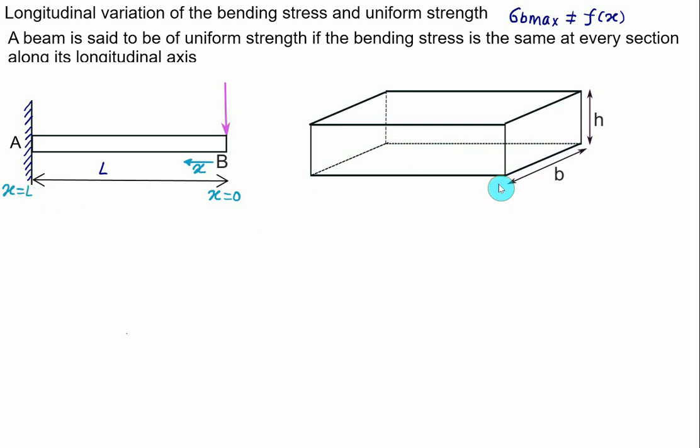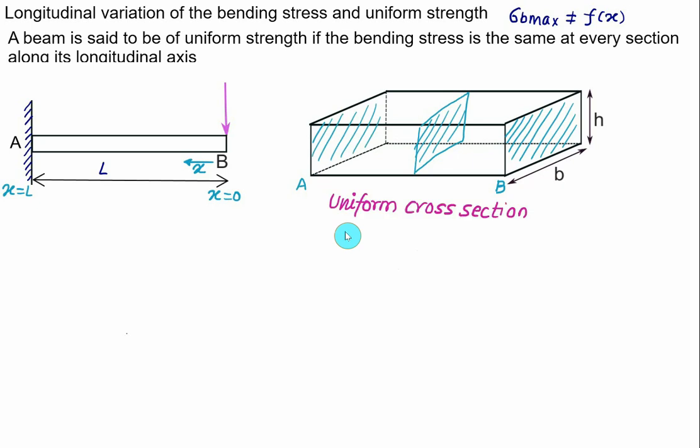Now the same section we have shown here, this one is representing point B, this one is representing point A. At point B, where we have x equal to 0, the cross section is b multiplied by h. And the cross section at any distance is also the same, b by h. Even at x equal to L, we have the same cross section. So this figure represents the uniform cross section.